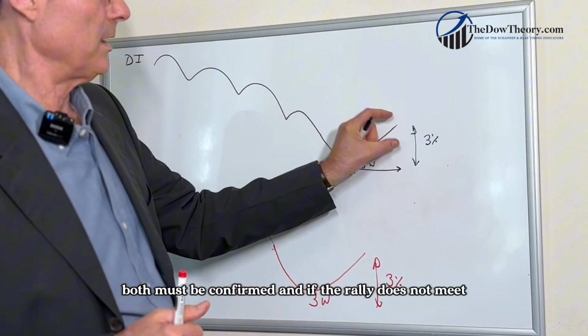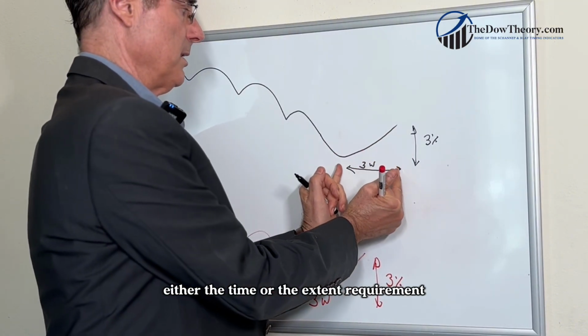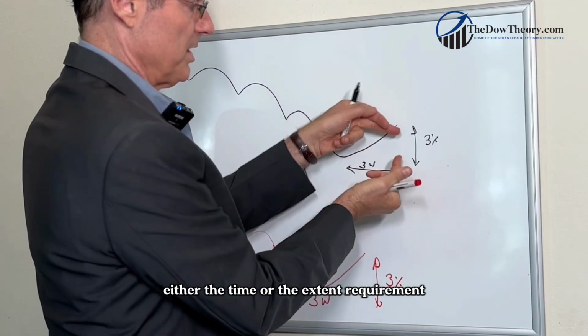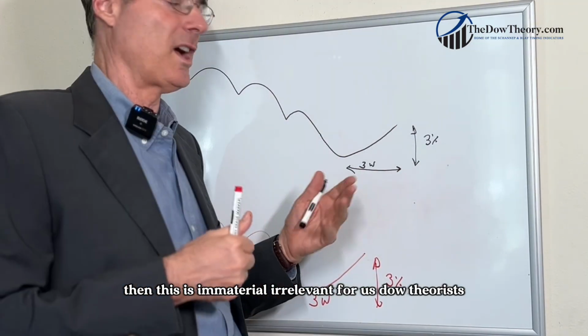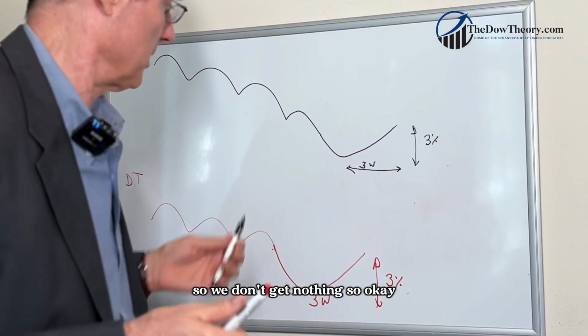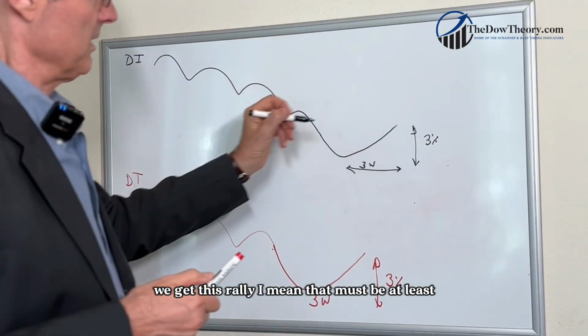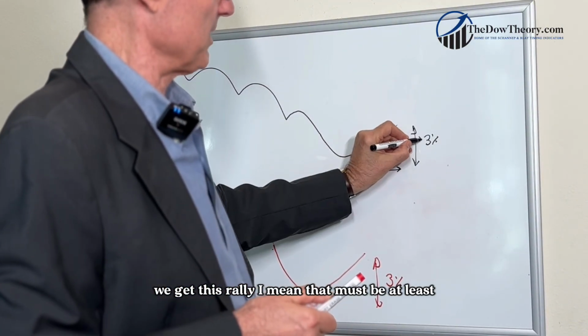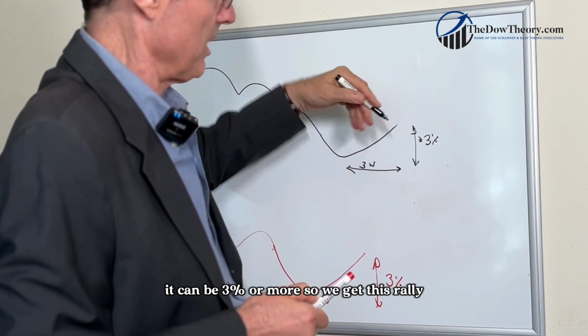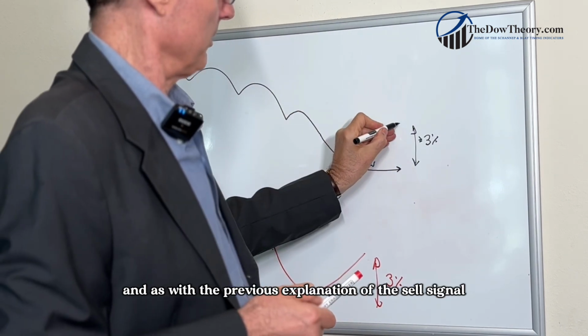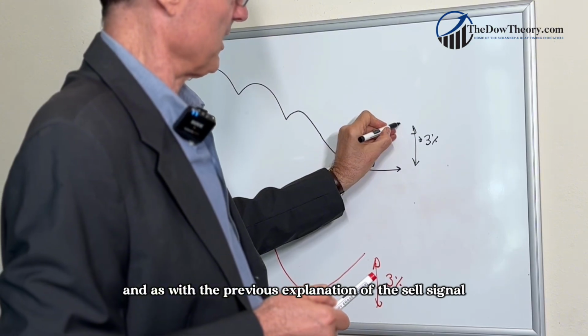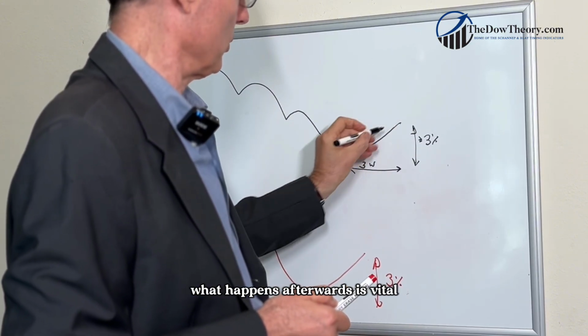And if the rally does not meet either the time or the extent requirement, then this is immaterial, irrelevant for us Dow theorists. So we don't get anything. So, okay, we get this rally. It can be 3% or more. So we get this rally, and as with the previous explanation of the sell signal, what happens afterwards is vital.